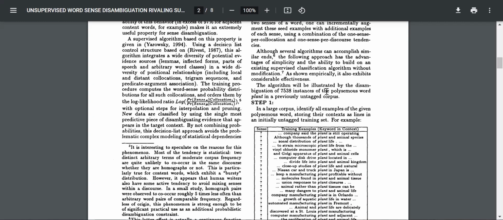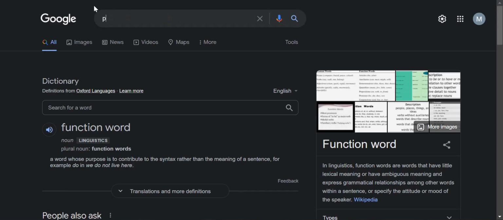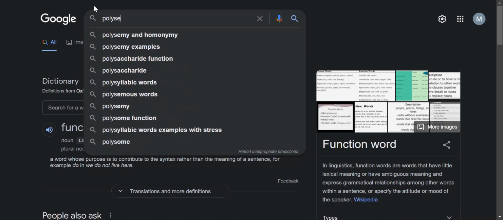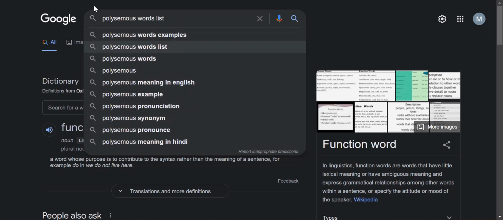The algorithm will be illustrated by the disambiguation of 7,538 instances of the polysemous word plant in a previously untagged corpus. So I guess what polysemous means is multi-meaning, but I just need to be sure about the meaning.